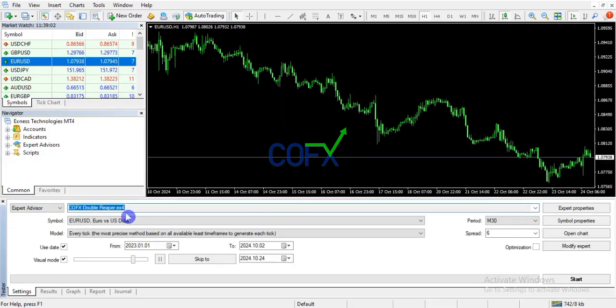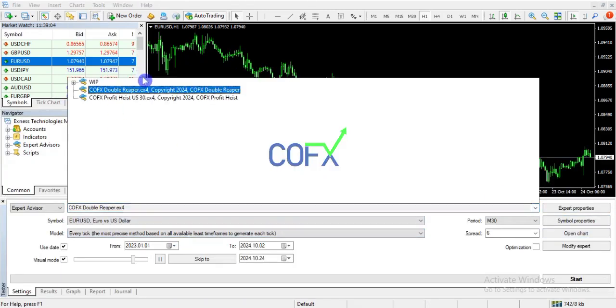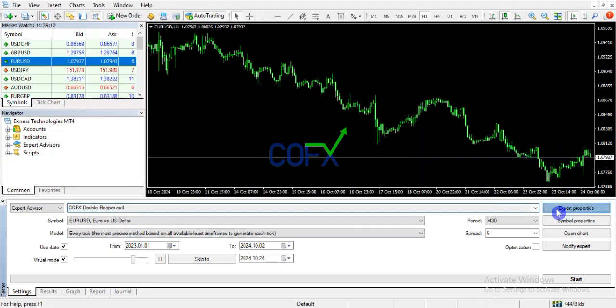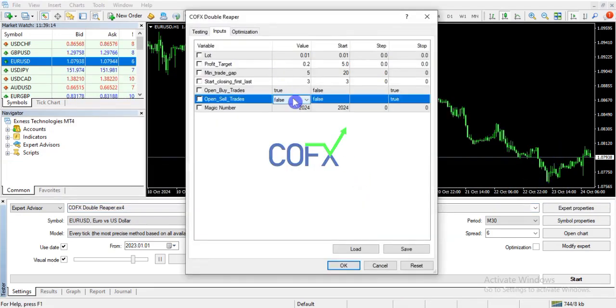So we'll be starting with the double ripper. There are two robots we'll be doing now. One is the double ripper, because you can trade on both sides. If you turn this on, this will be trading on both sides, but I'll just keep it off to keep it simple and explain to you guys.